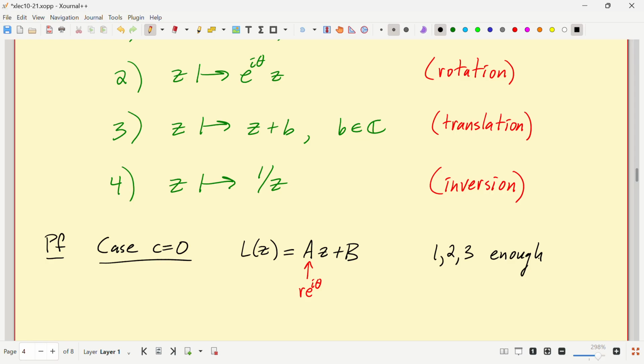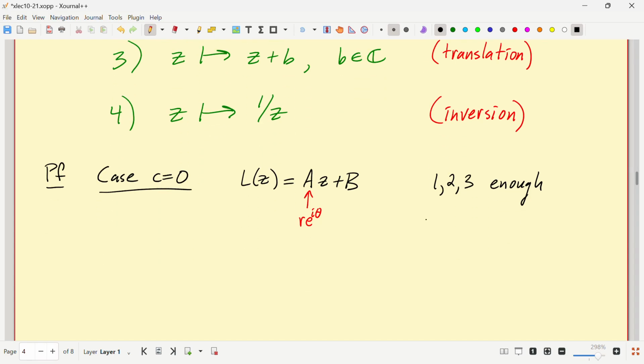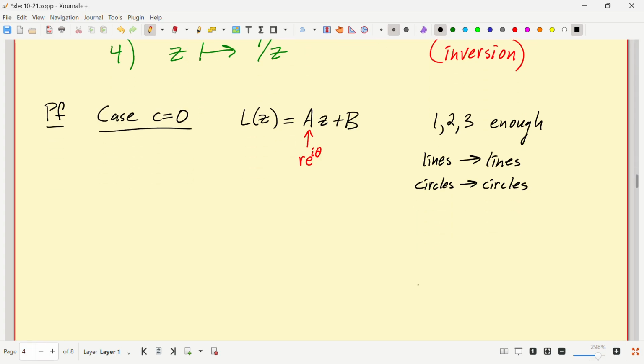So that's a trivial case. And interesting, 1, 2, and 3 take lines to lines and circles to circles. So we see that lines go to lines and circles go to circles. So that's not going to happen in the next case.